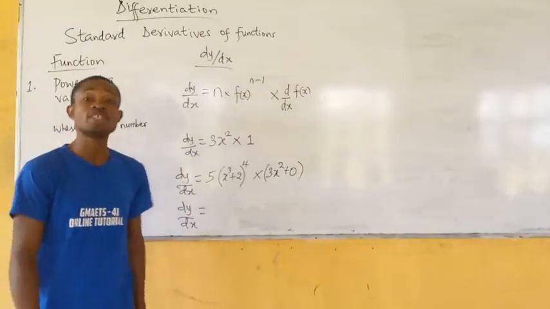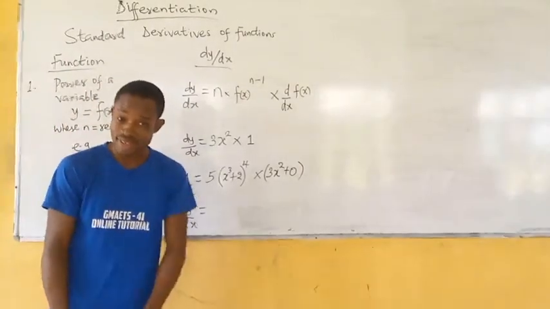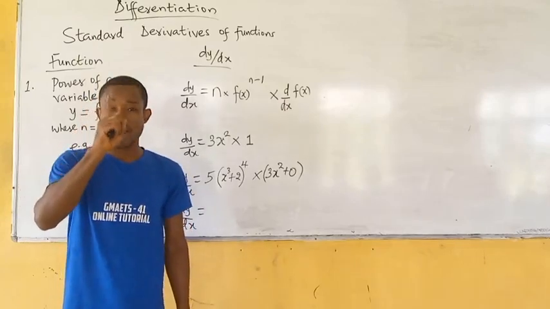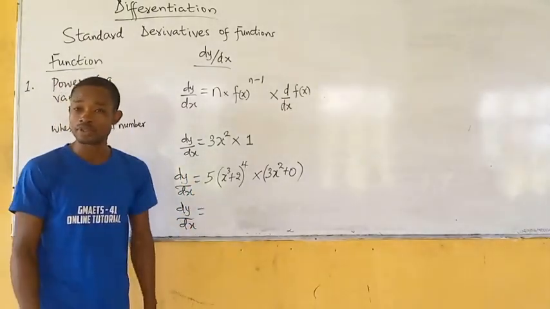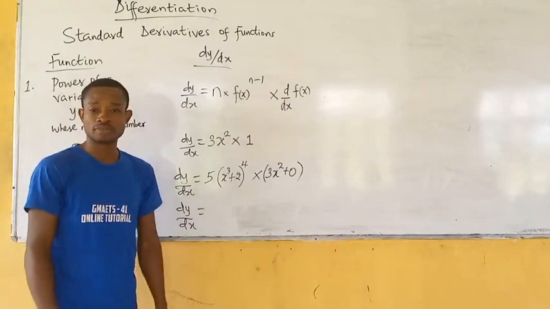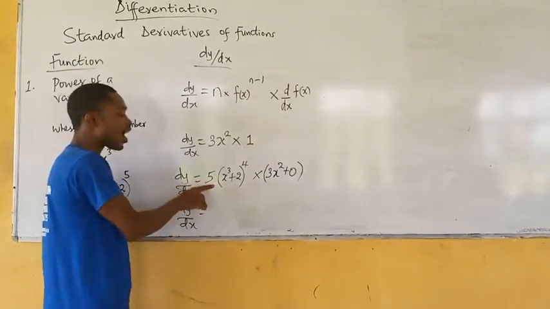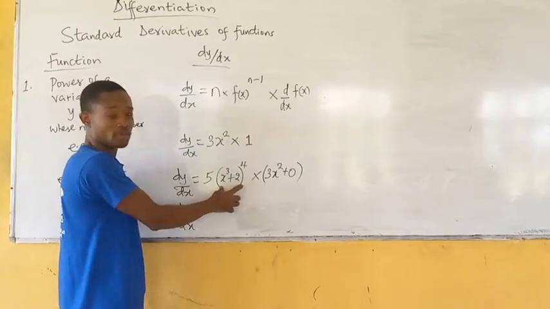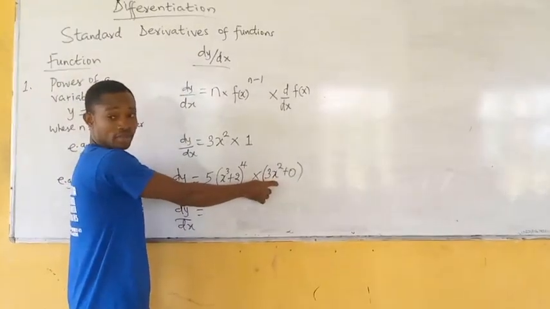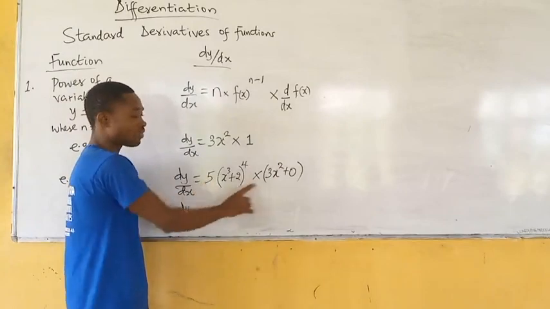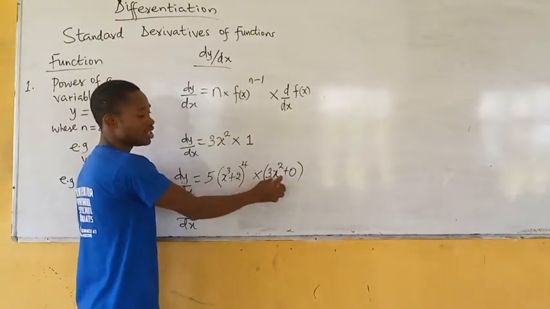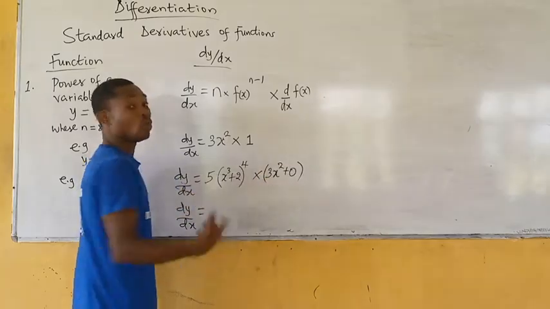If it is minus 1, it won't even open as it is. It's only when it is positive 1 that the bracket can open. So here the bracket cannot open. Therefore, this 5 can't multiply anything inside this bracket. Take it to come here. Are you getting me right? It's not going to be 5 times 3x squared. You know this thing is 3x squared plus 0, which is 3x squared.